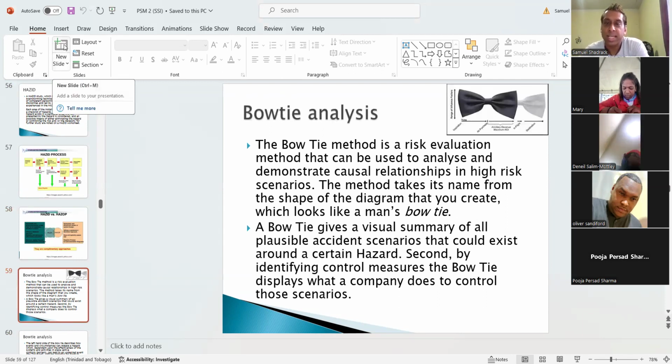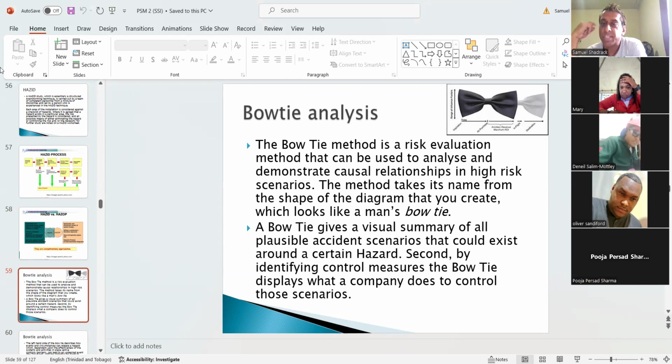So the bow tie method is a risk evaluation method that can be used to analyze and demonstrate causal relationships in high-risk scenarios. The method takes its name from the shape of the diagram that you create, which looks like a man's bow tie. I'll show you one just now. I'll show you how to draw it, right?